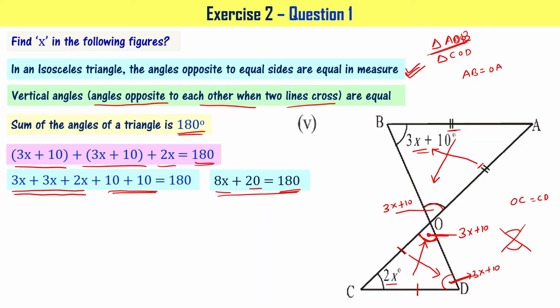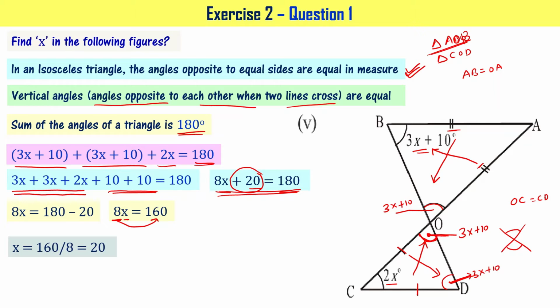This is a linear equation in one variable, right? Let me solve this by transposing plus 20 to the other side. When you do that, it becomes minus 20, right? So let me write 8x equal to 180 minus 20. So when you simplify, you write it as 8x equal to 160 degrees, right? Now I have 8 here multiplying x. Let me take 8 onto the other side. When I do that, it is going to divide 160. So x equal to 160 by 8, that is equal to 20. So to answer the question, x equal to 20 degrees is the answer, right?